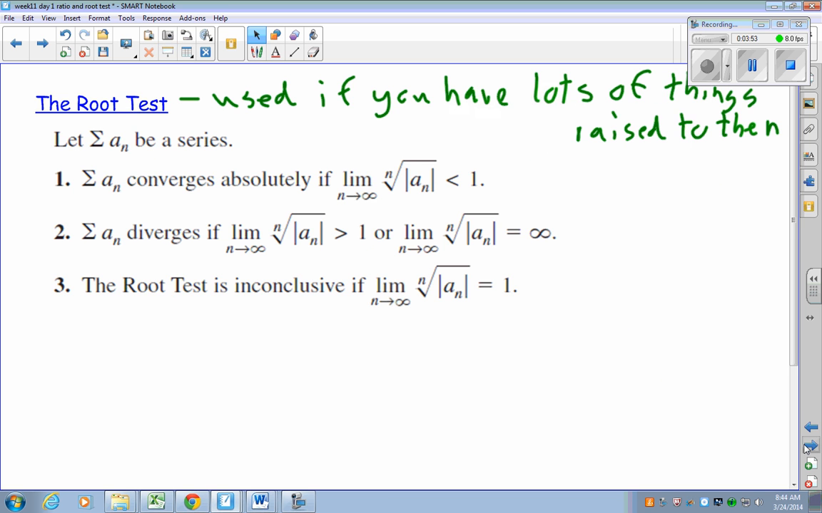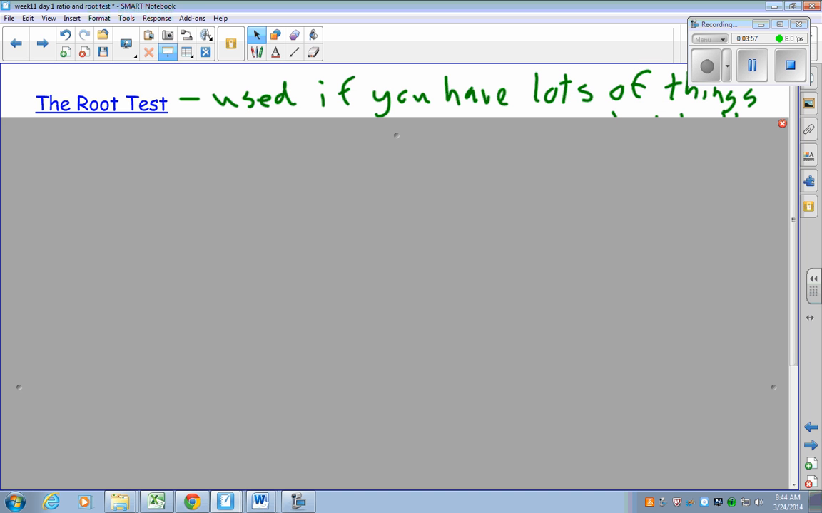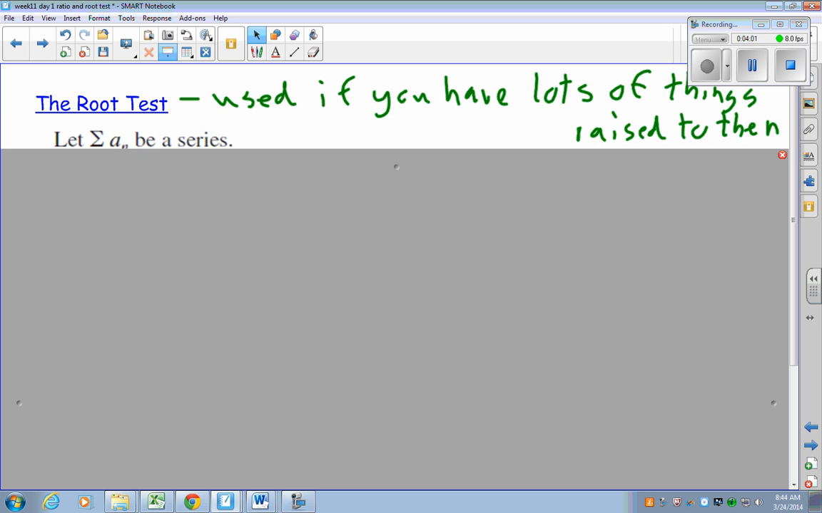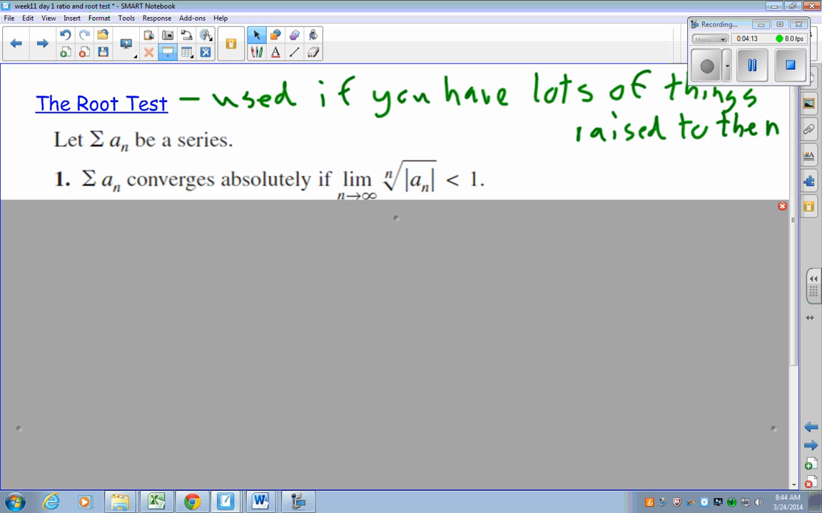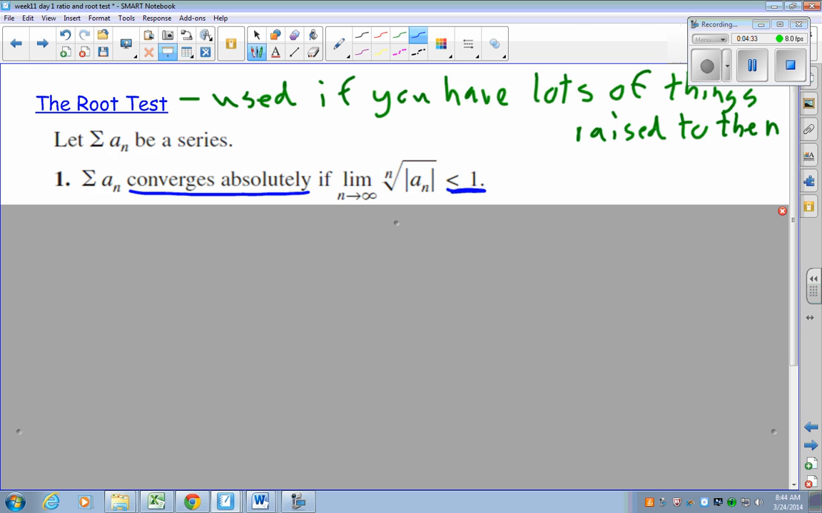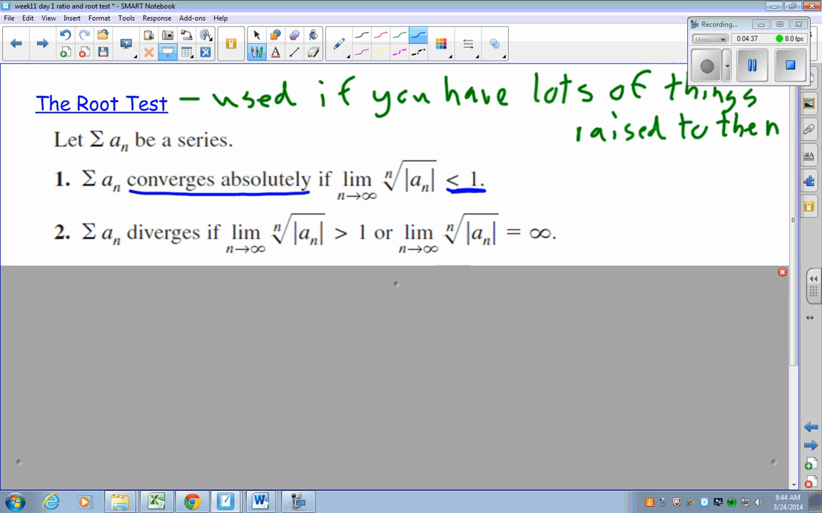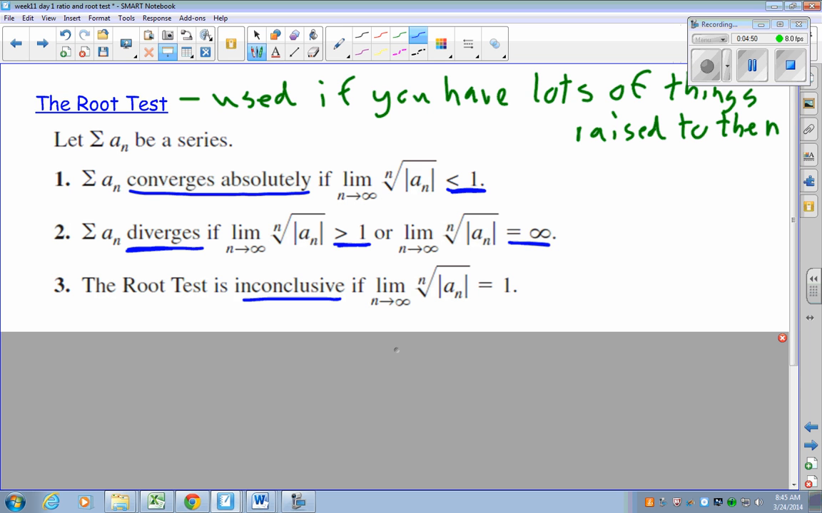The root test is a little different style. Used if you have a lot of things raised to the n. Again, I mentioned this one doesn't happen a lot on the AP test, but when it does happen, you see it immediately. The series will converge absolutely if you take the nth root of it all and look at that limit as you go to infinity. If it's less than 1, absolute convergent. The part here where it's less than 1 is that it's going to be the same style as what the ratio test was. So it diverges if you're greater than 1 or if you go to infinity. That's the exact same setup as the ratio test. And number 3 is inconclusive if it equals 1.